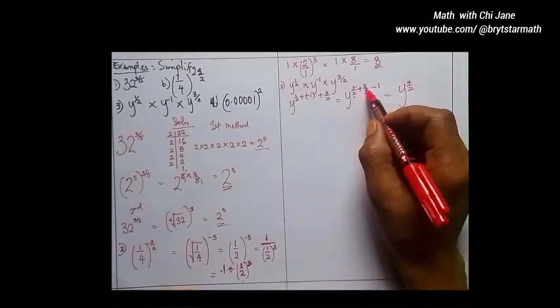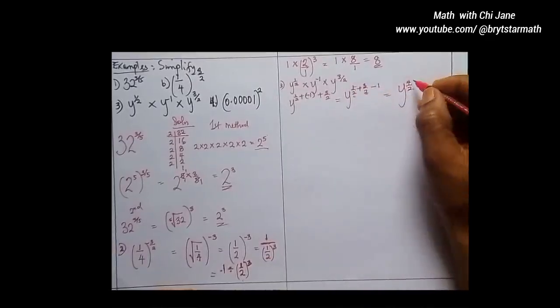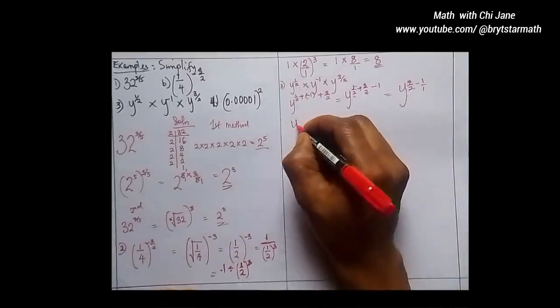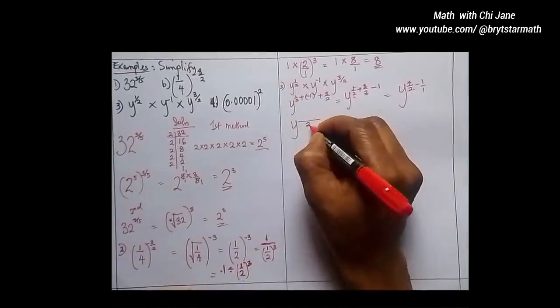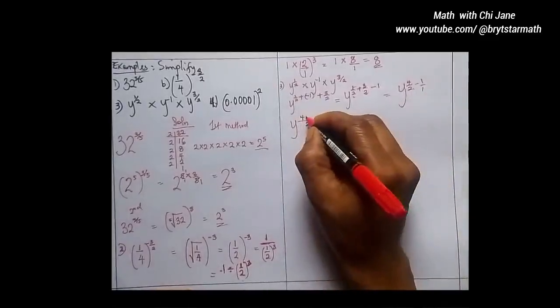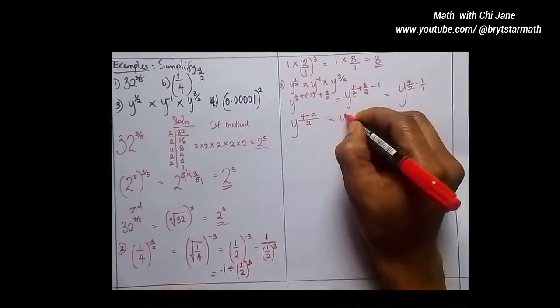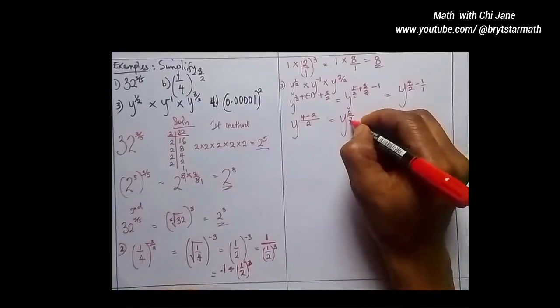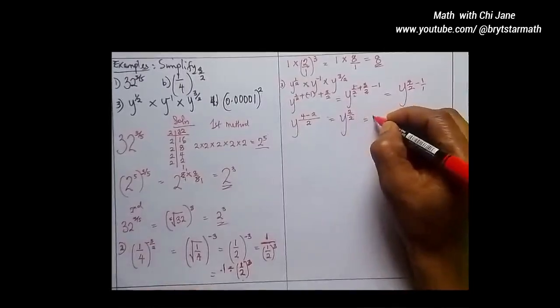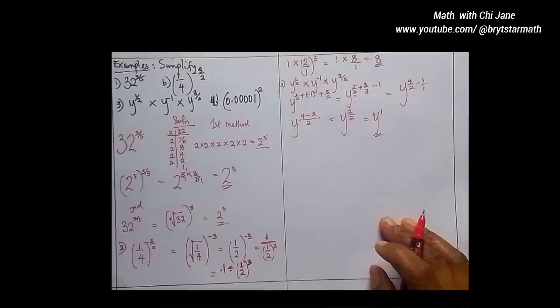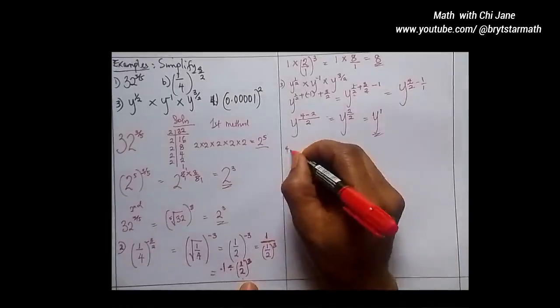This is like fractions, we already have 2, so 3 plus 1 is 4, minus 1. When you look for their LCM, it is still 2. So we have y, LCM is 2, 4 minus 2. That gives us y to the 2 over 2. 2 over 2, that's y raised to the power of 1. That's the answer for that.